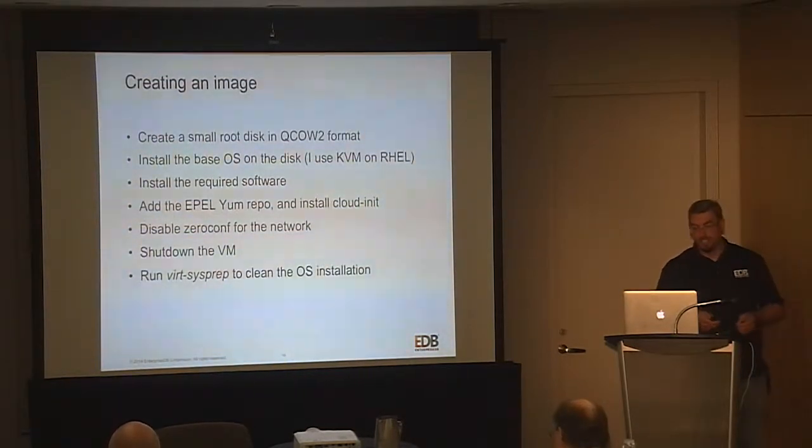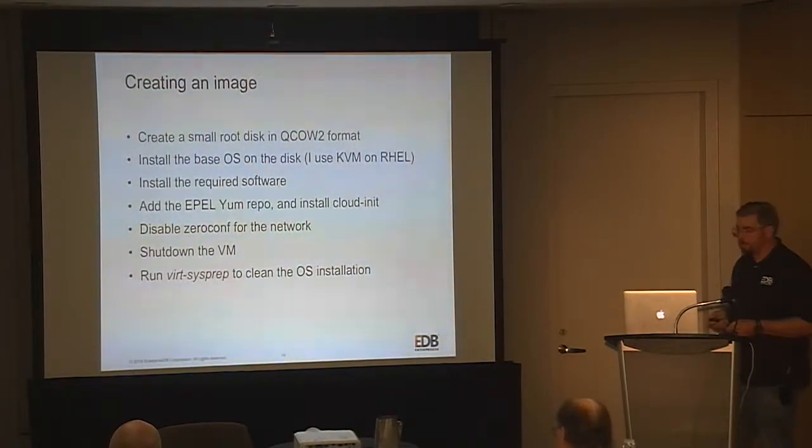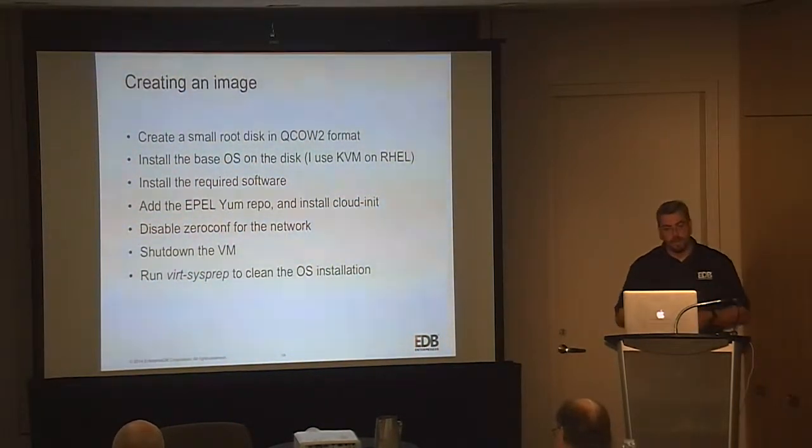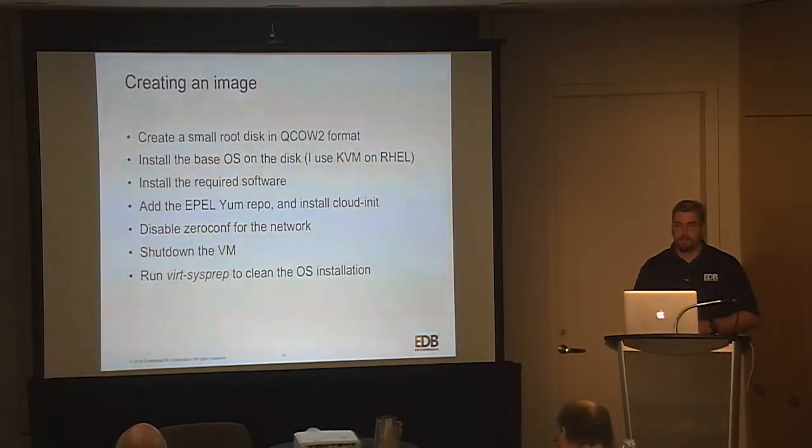So it's actually pretty easy to create an image. I'll just run through a very, very quick example here. The first thing you do is create a small root disk in qcow2 format, which is a one-line command in Linux. You normally want something fairly small because you want it to be able to run in the smaller machine flavors. And the root file system can be automatically expanded when it's launched. So if you run it on a machine type that's got a larger disk than your initial image, then it will automatically resize the file system on launch.